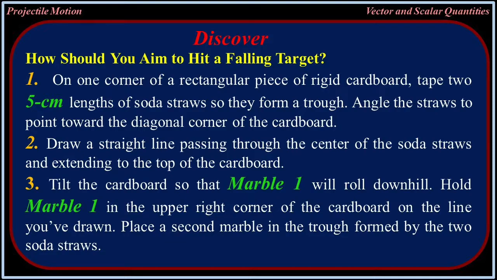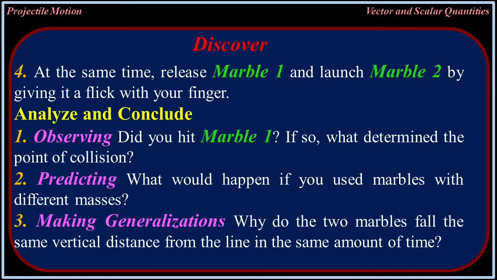Hold marble 1 in the upper right corner of the cardboard on the line you've drawn. Place a second marble in the trough formed by the two soda straws. 4. At the same time, release marble 1 and launch marble 2 by giving it a flick with your finger. 1. Observing. Did you hit marble 1?